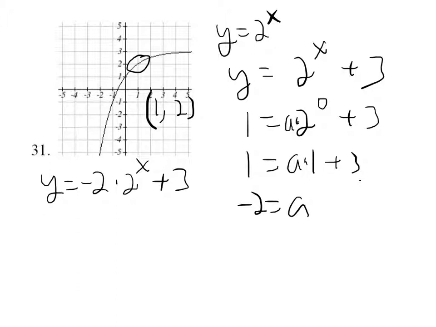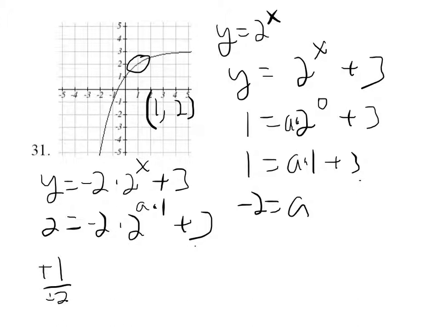So let's see, 2 equals -2 times 2 to the, I'm going to call it a times 1, because I don't know what that number is, plus 3. So let's see, I'm going to subtract 3. I'm going to divide by -2. So that tells me 2 raised to some power, or 1 times a, has to equal 1/2. Well, if a equals -1, that makes it 2 to the -1.